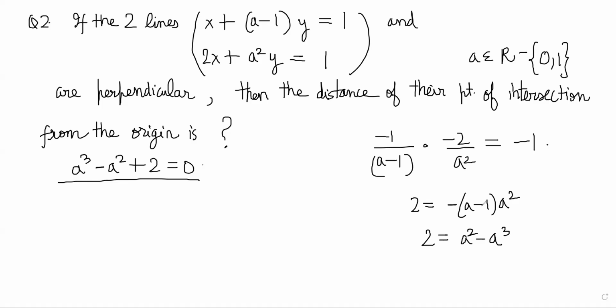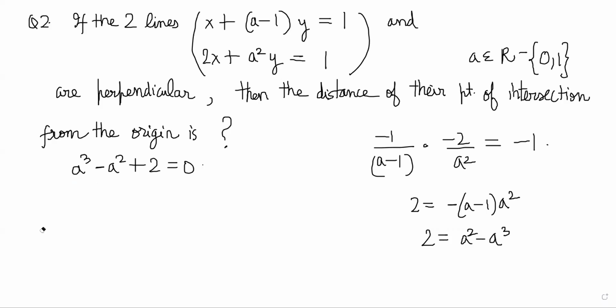So a cube minus a square plus 2 is 0. Yeah, it is correct. Is -1 a factor here? You get a -1, -1. Okay, yeah, -1 is a factor, right?